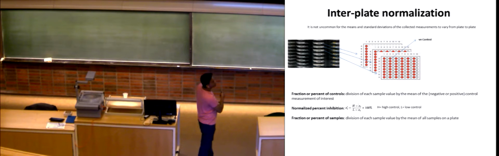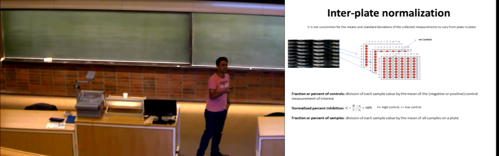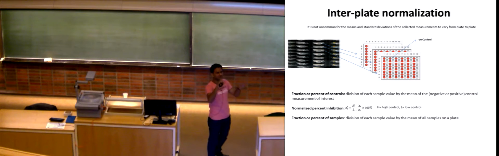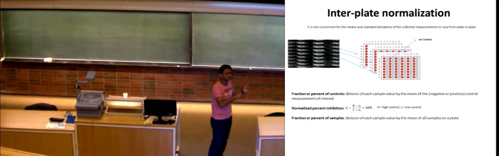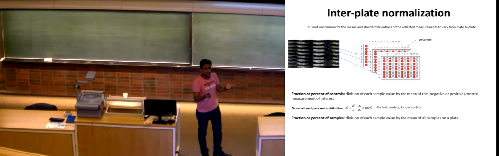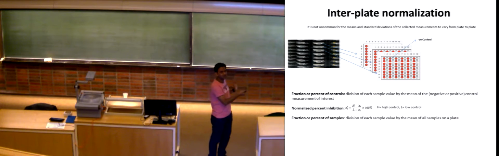The third one is percent of samples, because it may not always be the case that you have a control. What if you do not have a control at all? You just have different conditions, as in the dance stem perspective. In that case, one should just divide everything by the mean of the samples. It may not be the exact and right way, but that can also be a way to normalize the data.